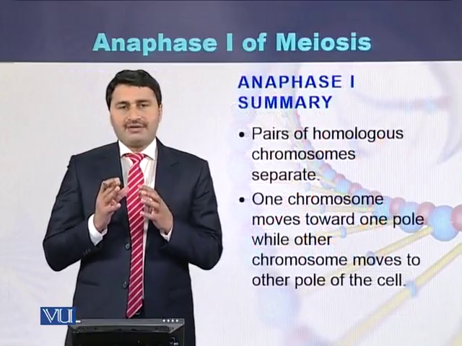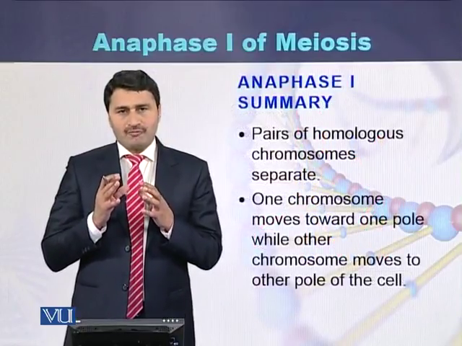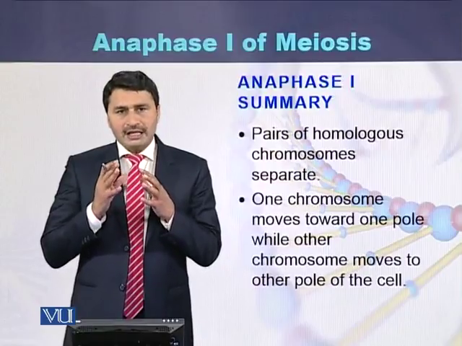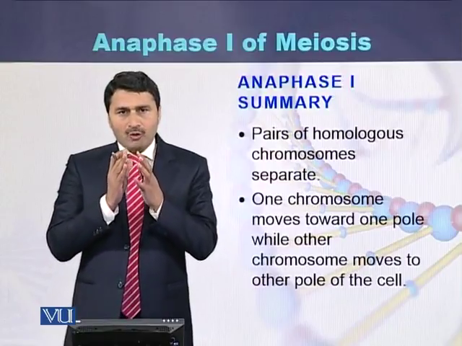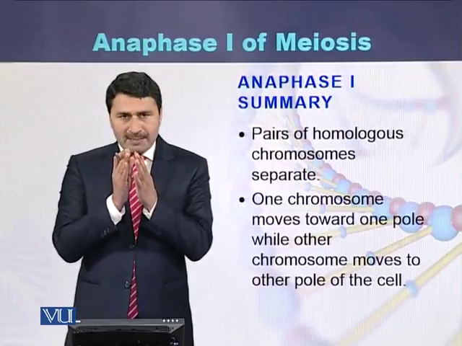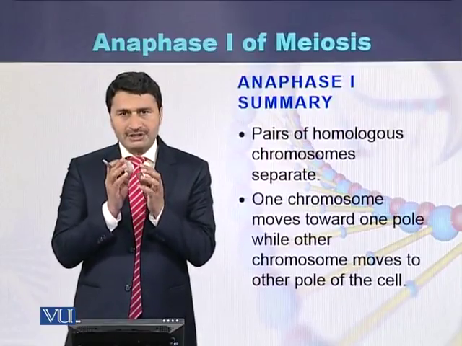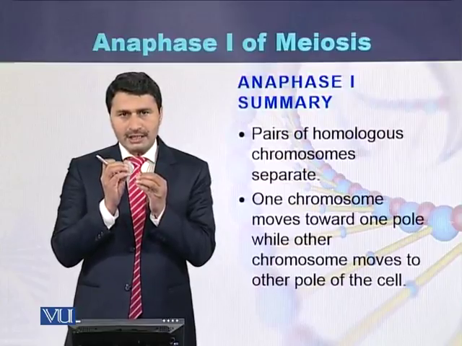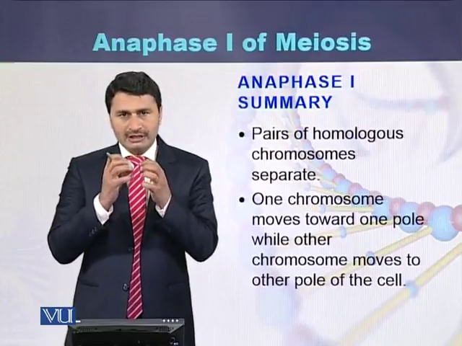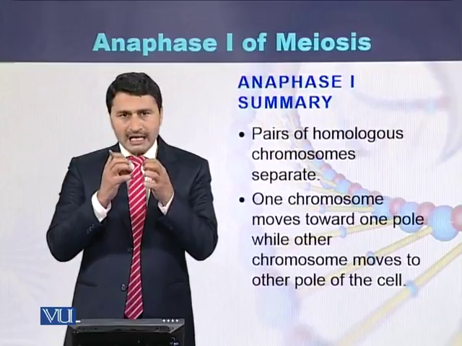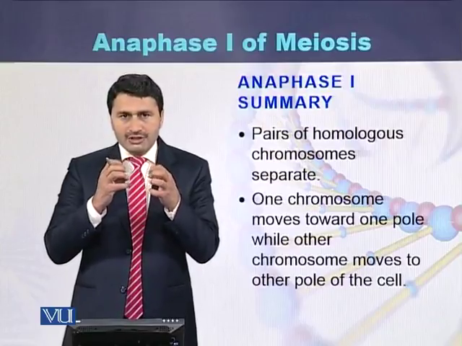Summary of anaphase of meiosis 1. In anaphase, homologous chromosomes separate from each other. The centromere does not split. Instead, chromosomes containing two sister chromatids separate from each other and start to move towards the poles.